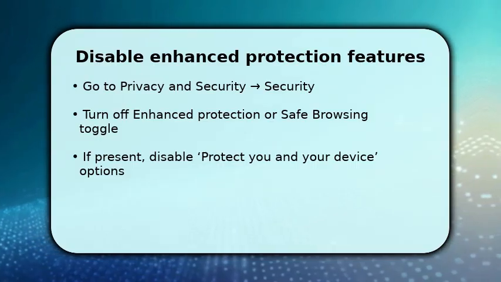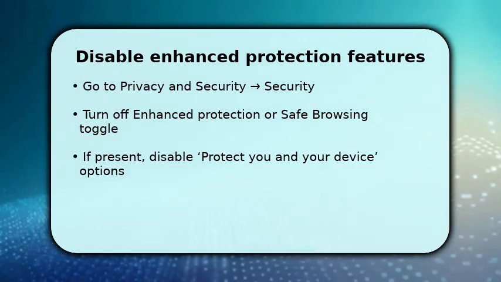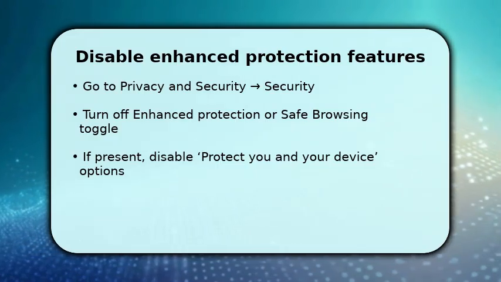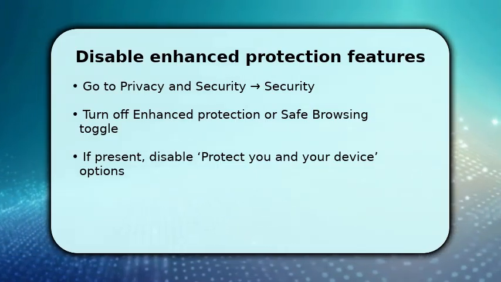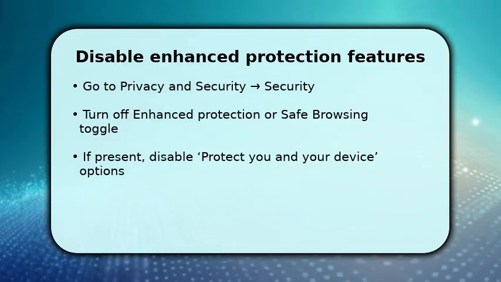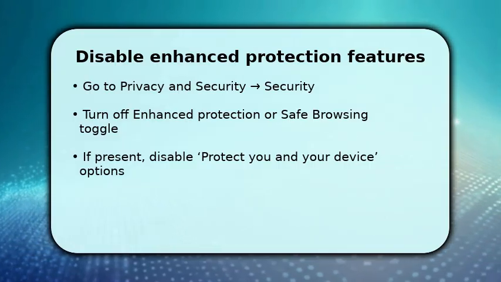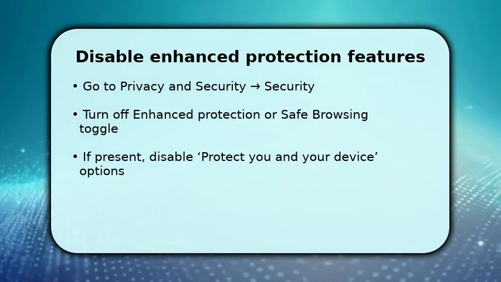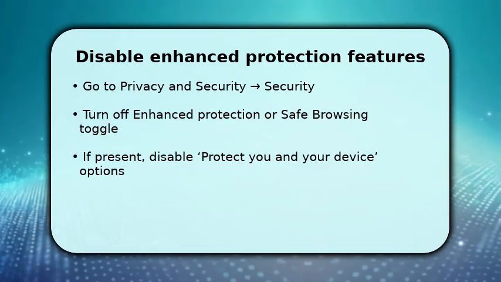You may be prompted with a confirmation dialog. Read it, then confirm because you are intentionally reducing browser scanning. Make sure any option labeled Protect You and your device is toggled off. Once these toggles are disabled, Chrome will stop its proactive URL and download scanning, but system antivirus may still intervene.